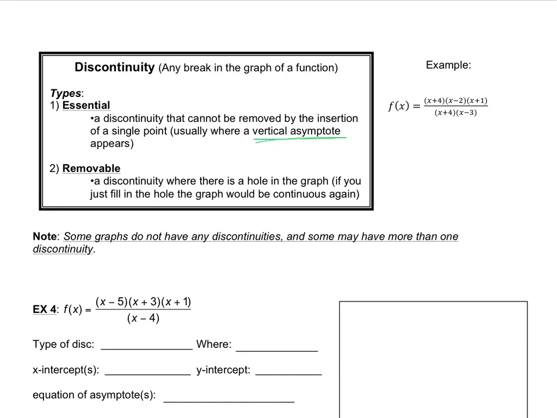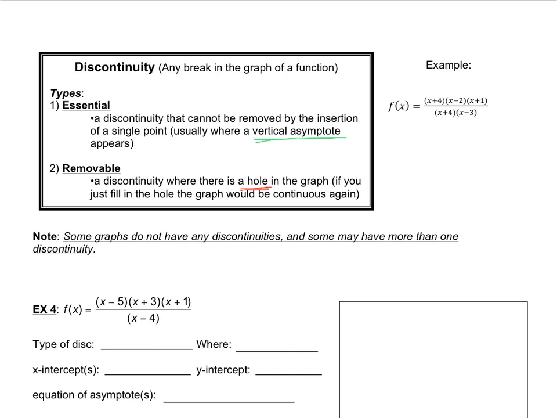But there's also removable discontinuities, and those are discontinuities that basically you could fill in by defining a new value of x, defining the function at a specific value of x. So a discontinuity that's removable we refer to as a hole, because there's just a single point where the discontinuity occurs rather than an entire vertical asymptote where the function literally can never touch. So a discontinuity that you can fill in that's removable is a hole.